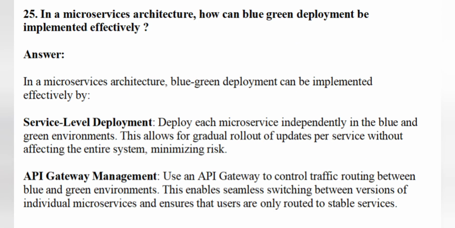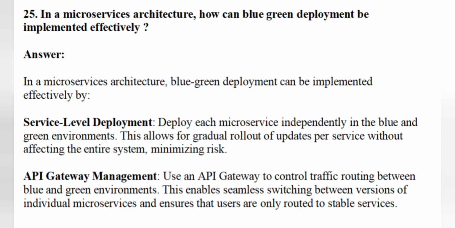The next question is, in a microservices architecture, how can blue-green deployment be implemented effectively? The answer to this question is, in a microservices architecture, blue-green deployment can be implemented effectively by, first point is service level deployment. Deploy each microservice independently in the blue and green environments. This allows for gradual rollout of updates per service without affecting the entire system and minimizing the risk.